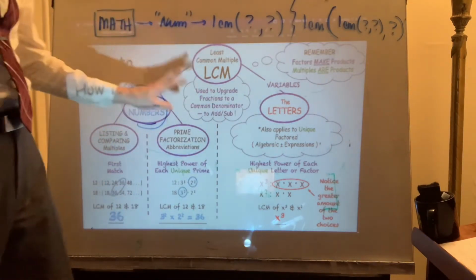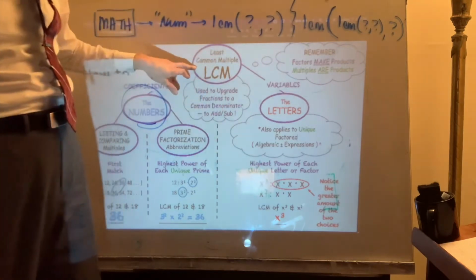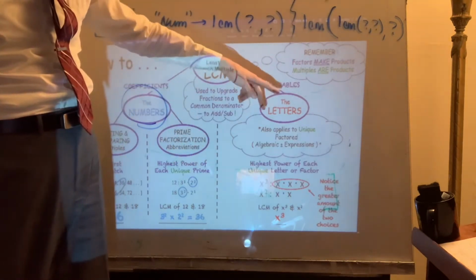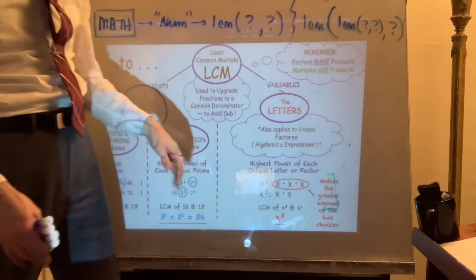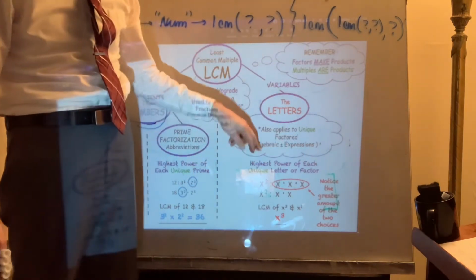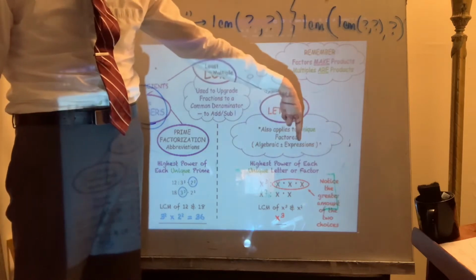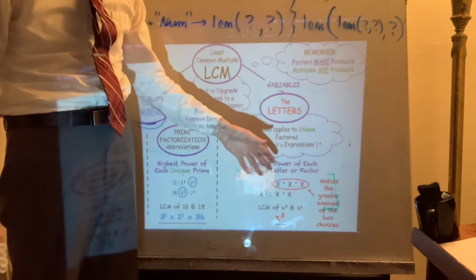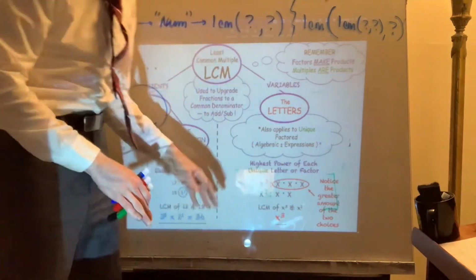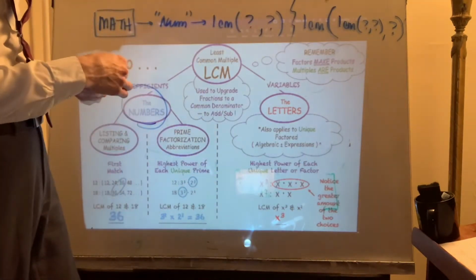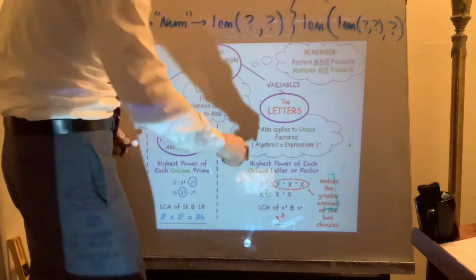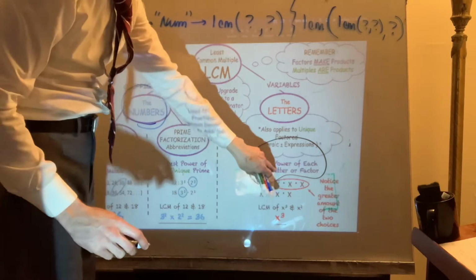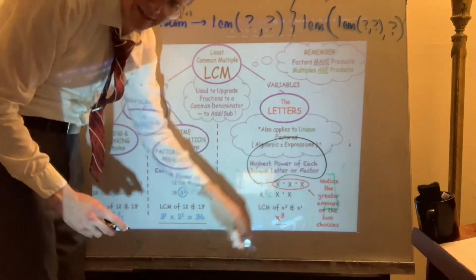What I want you to pay attention to from this diagram is essentially this. The letters portion of this, or if you have something slightly more complicated, an algebraic expression where there may be a number and then a letter next to it, or some combination of them, plus or minus, like you have a term and then a second term. You just want to pay attention to this much of it. You want the highest power of each unique letter or factor.